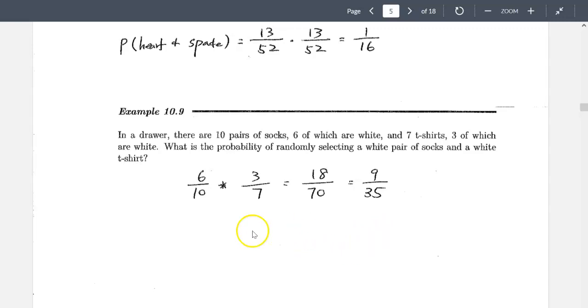Same thing here. In a drawer, there are 10 pairs of socks, 6 white, and 7 t-shirts, 3 of which are white. What's the probability of randomly selecting a white pair of socks and a white t-shirt? These are independent, because getting one doesn't affect the other. So the chance of getting a white sock is 6 out of 10, right? And multiply, what are the chances you get a white shirt? 3 out of 7. All you have to do is multiply together, because getting a sock and getting a t-shirt are independent from each other. When it's independent events, all you have to do is multiply the probability of each, then you get your final probability.